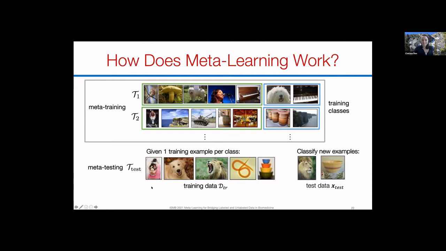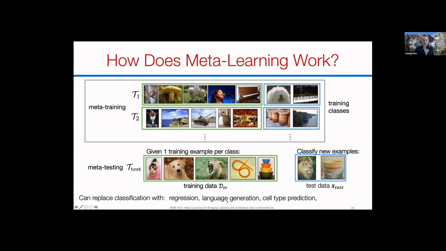Of course, this is an image classification example, but you can replace classification with a wide range of other things. You can replace these training sets and test sets with regression problems, with language generation problems, with cell type prediction problems. Really, any machine learning problem can be fit into this framework.